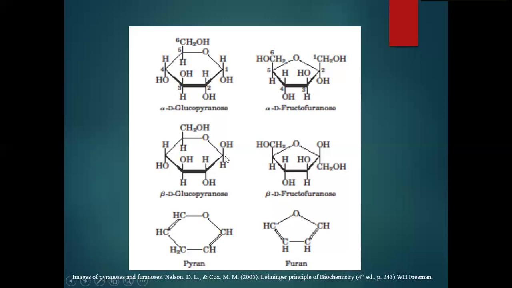fructopyranose. For further understanding, this diagram shows a picture of a beta-D-glucopyranose, and this is the structure of a beta-D-fructofuranose. This ring structure here that glucose has is known as a pyran ring, and that of fructose is known as a furan ring.